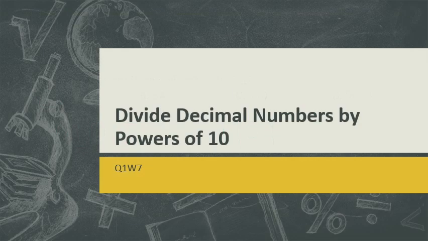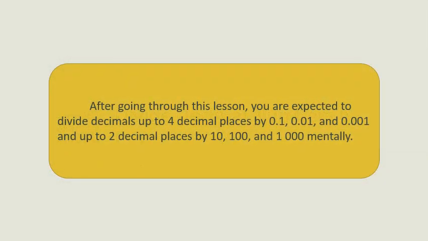Then, next lesson natin is about dividing decimal numbers by the powers of 10. So, ito madali lang kasi pwede natin gamitin yung utak lang natin para i-divide ito. Adjust lang tayo ng decimal point. So, after going through this lesson, you are expected to divide decimals up to 4 decimal places by 1 tenths, 1 hundredths, and 1 thousandths, and up to 2 decimal places by 10, 100, and 1,000 mentally.